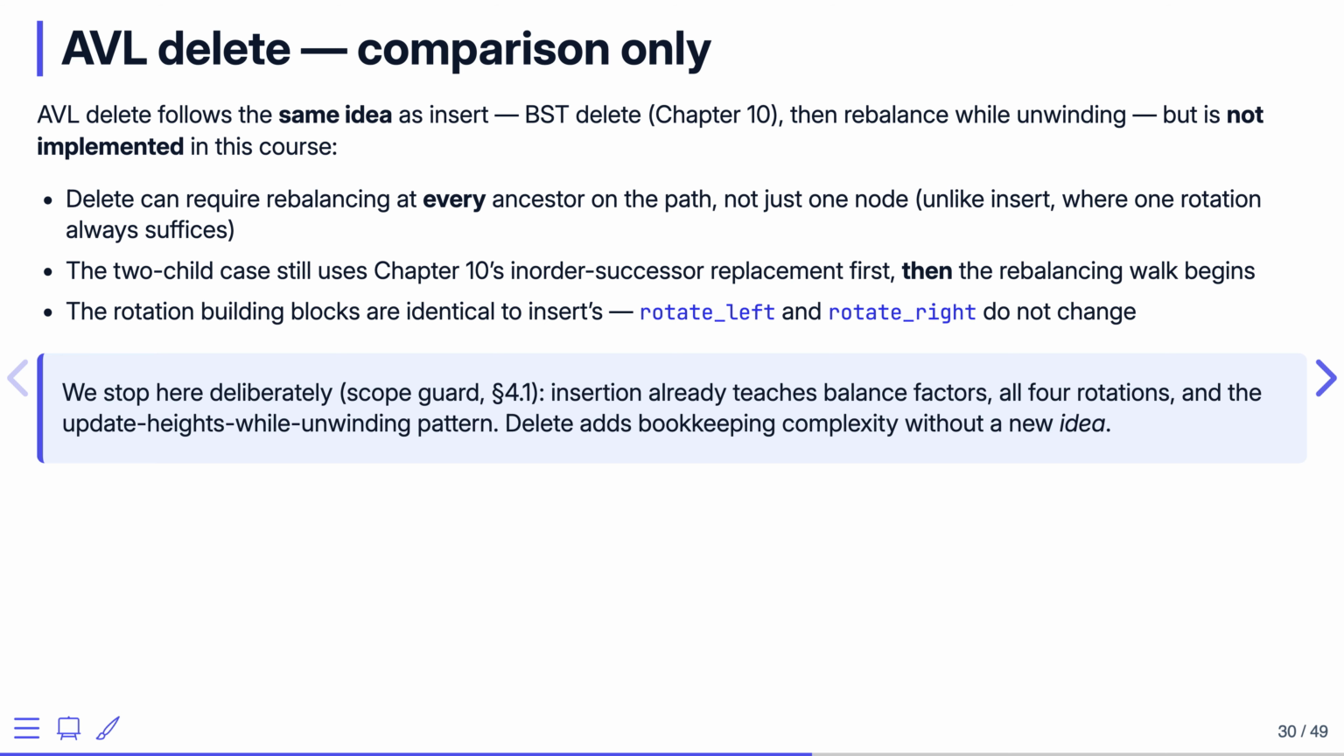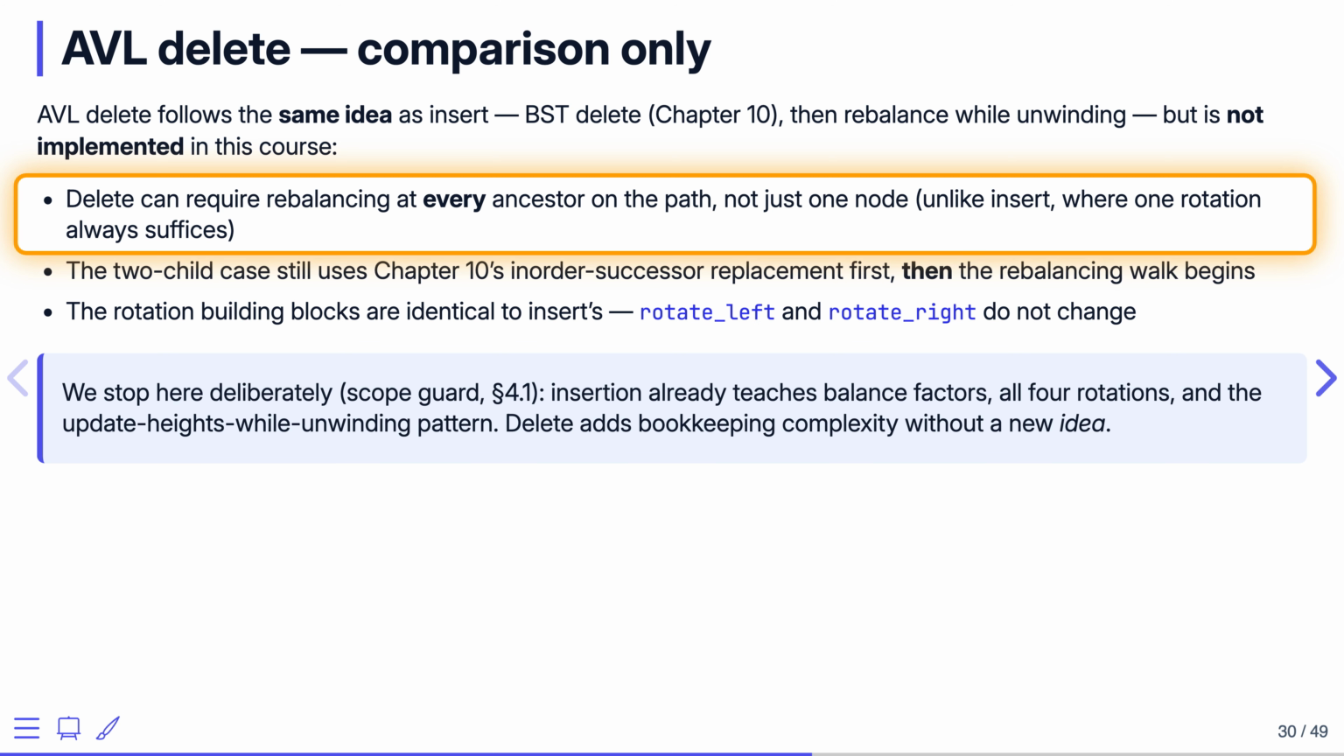AVL delete follows the same idea as insert. You do a normal binary search tree delete, then rebalance as you unwind. We do not implement it in this course, but let's see how it is different. First difference: a delete can need rebalancing at every ancestor on the path, not just one node. With insert, one rotation always fixes everything. With delete, it may not.